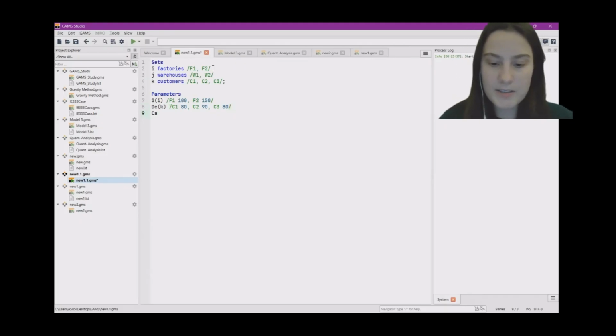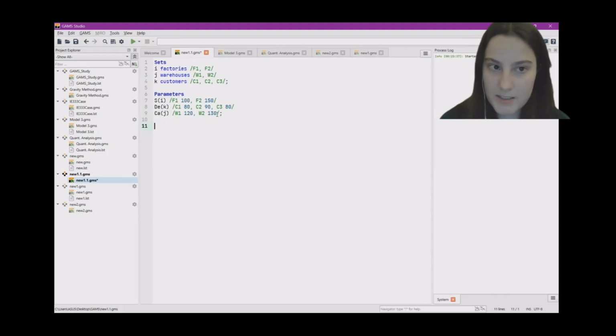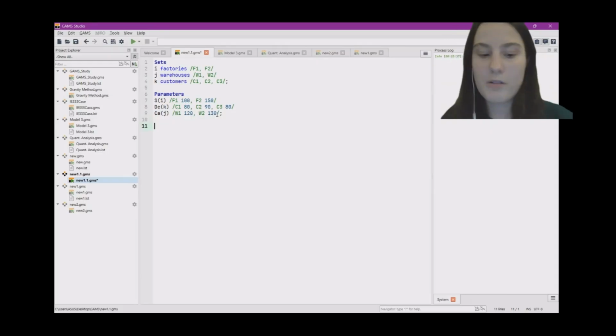And then we have the capacity constraints of the warehouse. So we are saying J. Warehouse 1 has the capacity of 120, and warehouse 2 has the capacity of 130. Because we're done with this cluster of parameters also, we are putting in a semicolon.